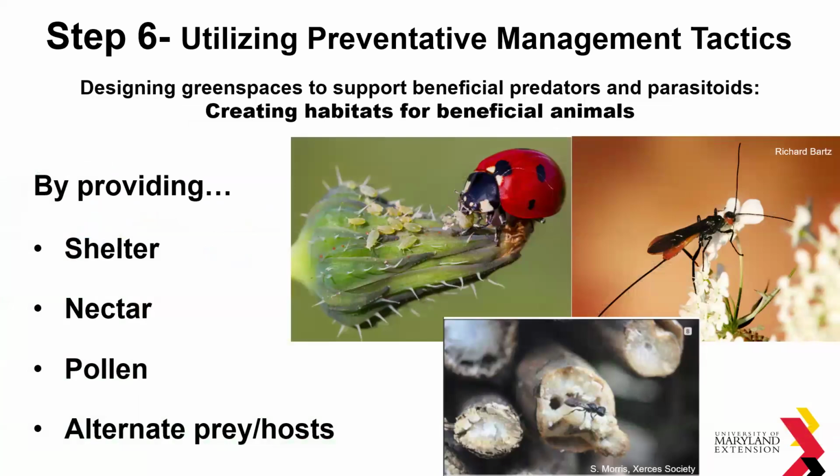This is about thinking of ways we can support our beneficial insects by providing them shelter, nectar, pollen, and alternate prey and hosts within our systems to not only attract them, but to also maintain them. A lot of our predators and our parasitoids are omnivores, so they're also feeding on sources of nectar and pollen like many of our pollinators are.